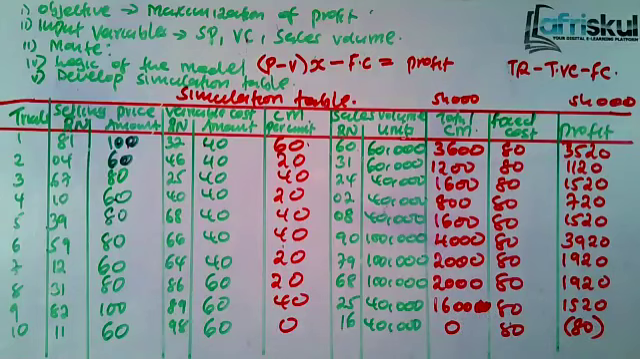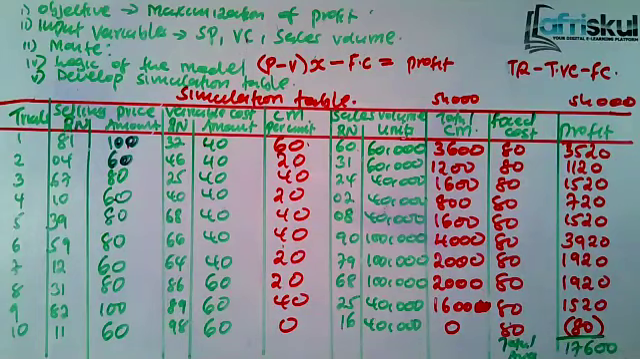Now, after you have the profit, the next step is to get the total profit, and then you get the average. For the total profit, you just add from 520, 1120 downwards, and you'll get 17,600.